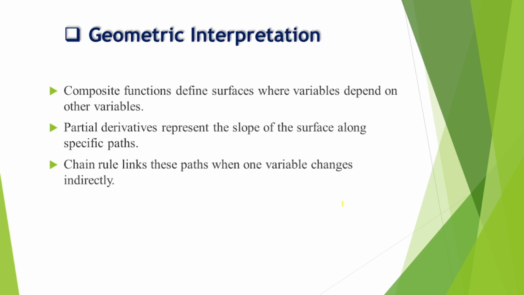Now the geometrical interpretation. Let's visualize this. Imagine a surface in 3D. Composite functions define surfaces where height depends on x and y. The partial derivative gives the slope along a specific direction, say moving along the x-axis while y is fixed. And the chain rule helps us trace how changes in the inner function affect the overall output.